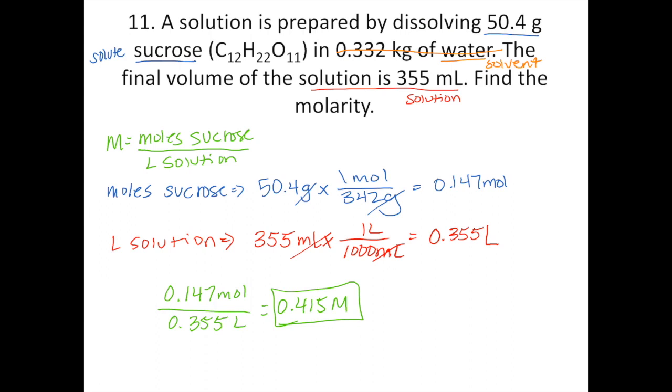Solution is in red. We don't need the solvent, so I crossed it out so I don't get confused. Liters of solution is down here in red. I have to go from milliliters to liters. I just divide by 1,000, and then I solve it down here in green, and I get 0.415 molar, big M, for my unit. All right, so that's molarity.